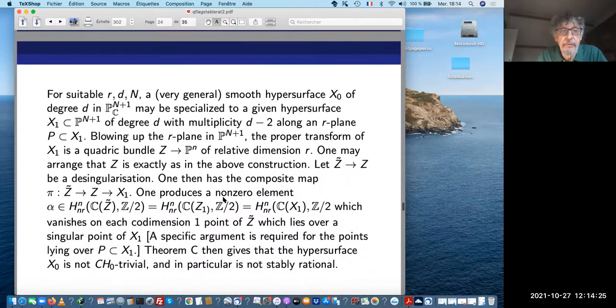So, for suitable r, d, n, a very general smooth hypersurface X0 of degree d in P^{n+1}(C) may be specialized to a given hypersurface X1 of the same degree d with multiplicity d minus 2 along an r-plane. So you specialize to something which contains an r-plane and has multiplicity d minus 2. Just as you can specialize a smooth cubic curve to a cubic curve with a singular point. Well, okay, but here you specialize like this.